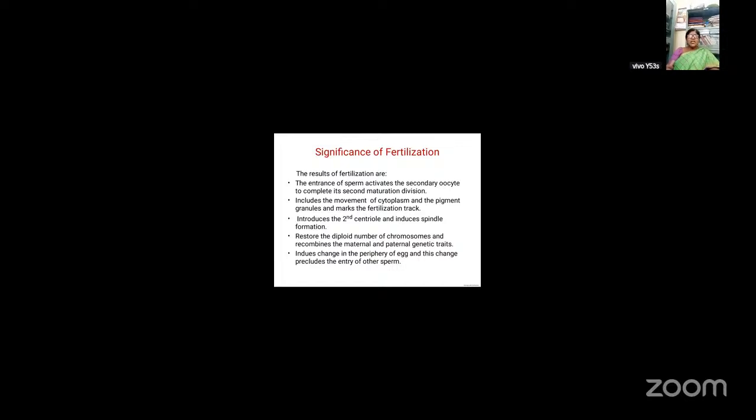Today what we discussed is gametogenesis. Gametogenesis, as you all know, involves two forms: one is called spermatogenesis, and the other is called oogenesis. Spermatogenesis is the formation of the sperms or spermatids, and oogenesis is the formation of the ova. When both the male and female gametes are formed, they will undergo fertilization, and the fertilization will result in the formation of the zygote or the fertilized egg, and this zygote will undergo further divisions and further changes.